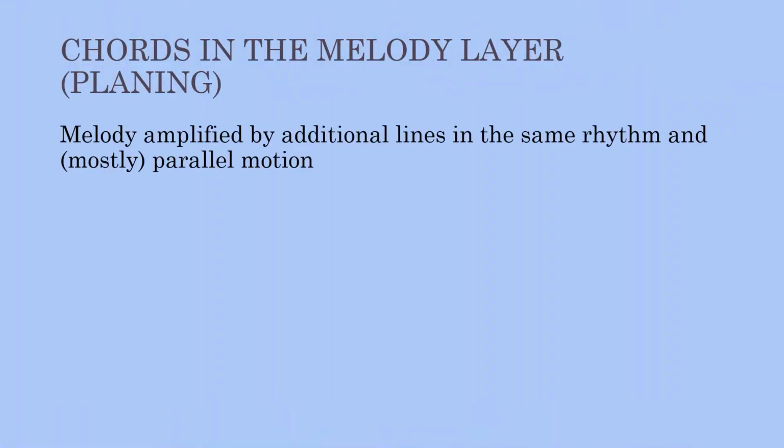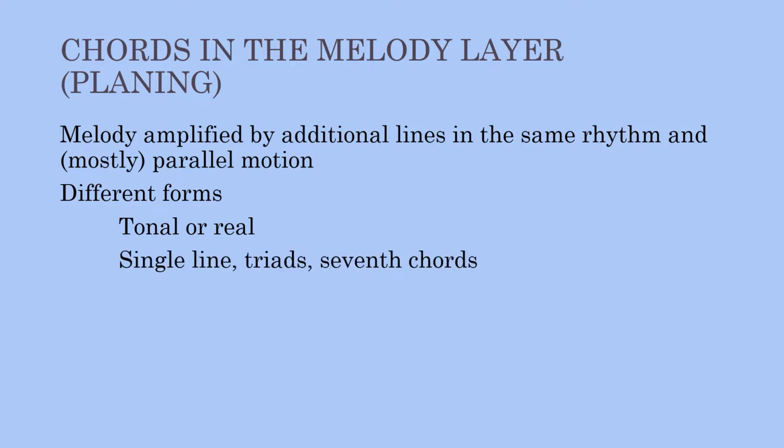The rite's melodies are often amplified by planing. Additional melodic lines track the main melody in rhythmic homophony with mostly parallel motion. Planing takes different forms. It may be tonal, with the parallelism adjusted to a prevailing diatonic environment, or real, where the parallel intervals are all of the same size and quality. It may involve a single line, or full triads or seventh chords. It may also involve more dissonant combinations and motion that is nearly, but not uniformly, parallel.